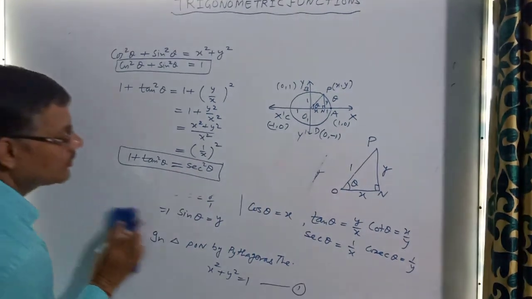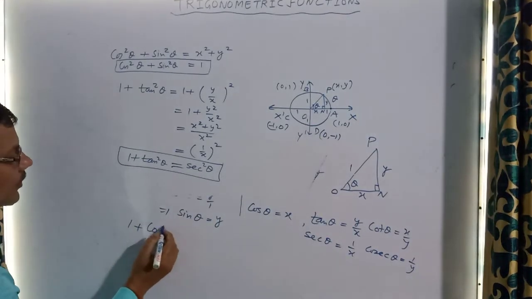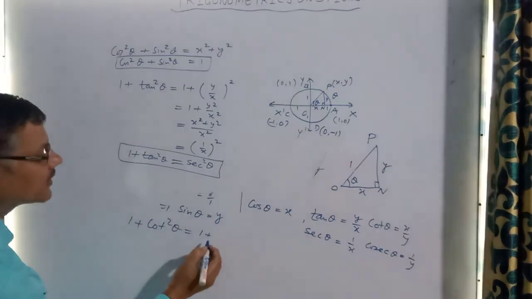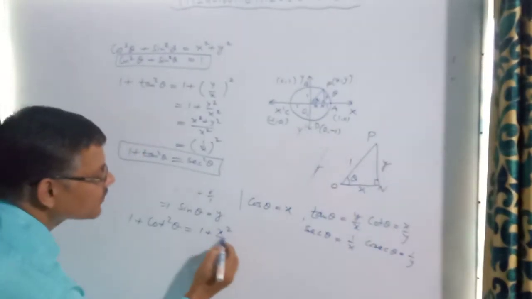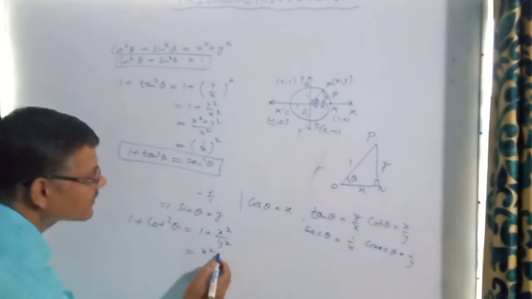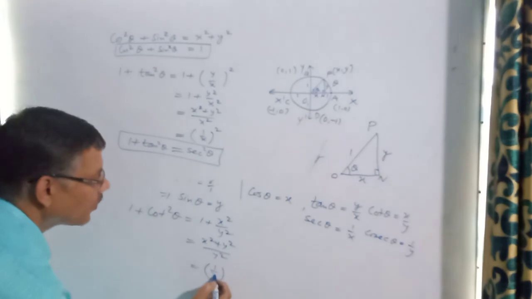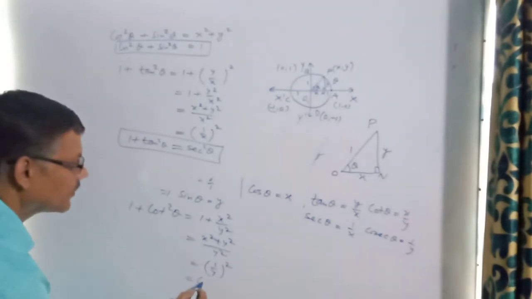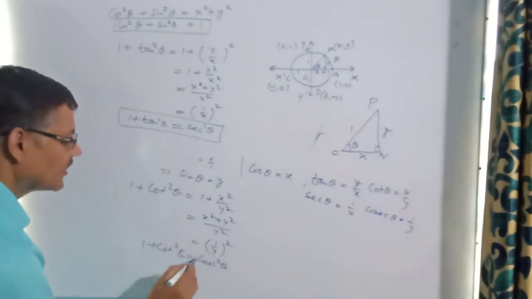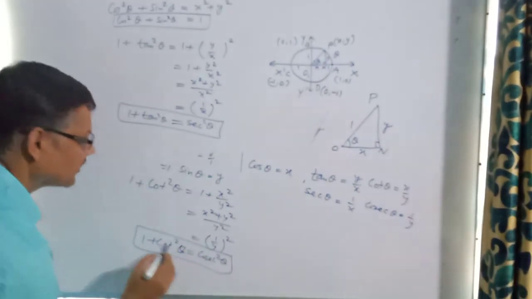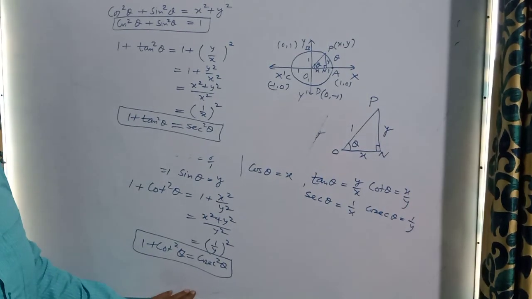Okay. Now the third one is also there. We may write 1 plus cot square theta equal to 1 plus, what is cot? Cot is x by y. So cot square is x square by y square, and it is equal to x square plus y square by y square, equal to 1 by y whole square, and it is equal to cosec square theta. Definitely we get our third identity, and that is 1 plus cot square theta equal to cosec square theta.